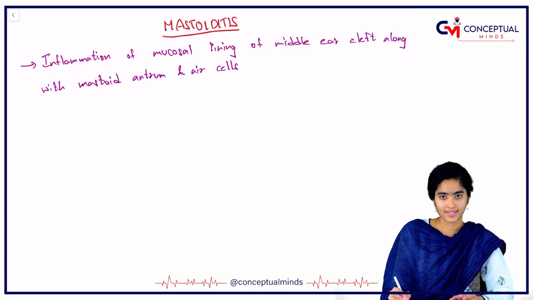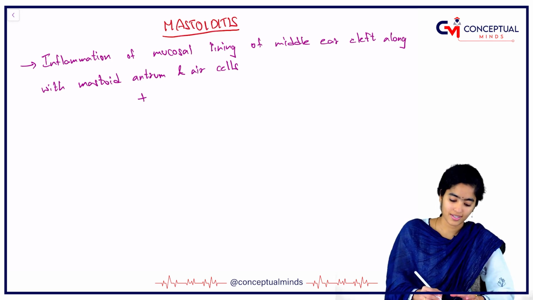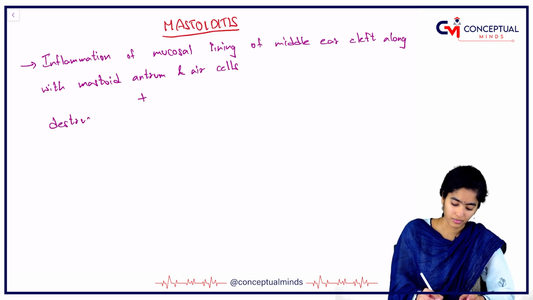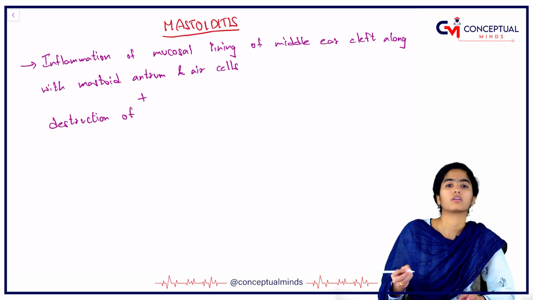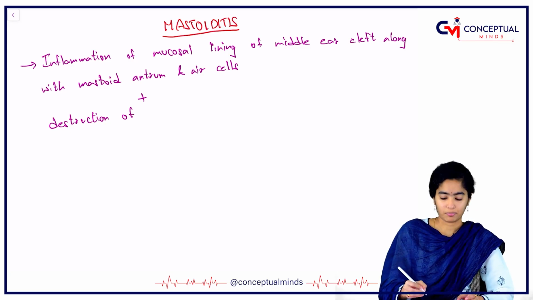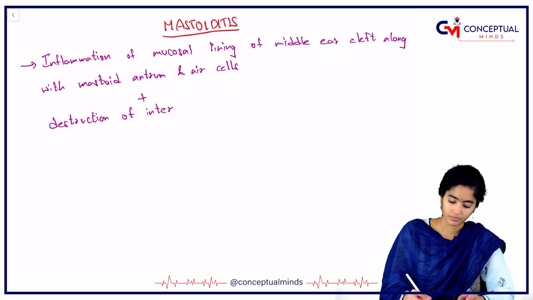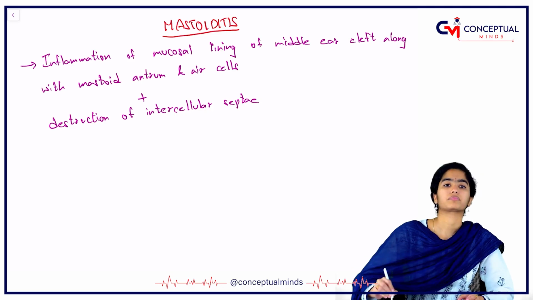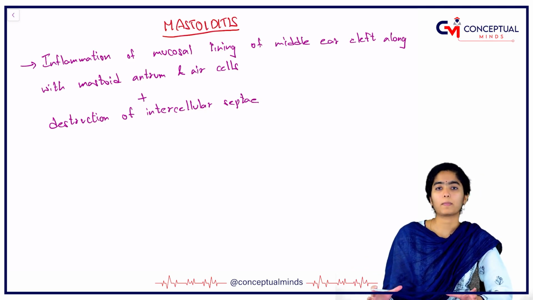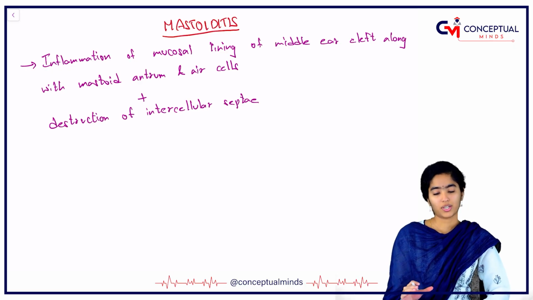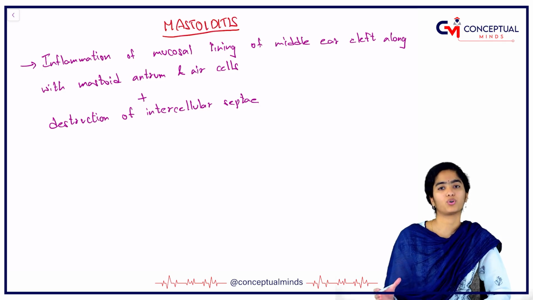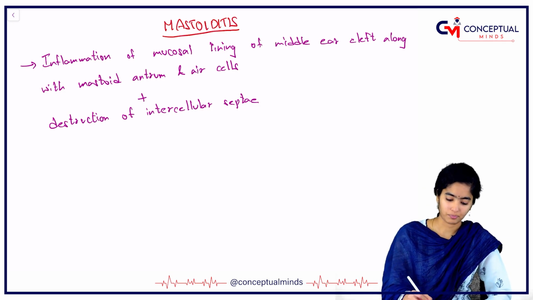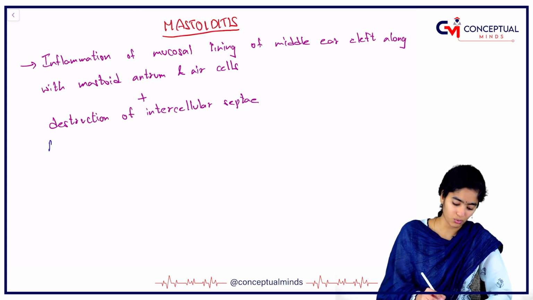Mastoid antrum and air cells are inflamed, plus there is destruction of the intercellular septae. This is acute mastoiditis. Now, the term mastoiditis is specifically used when the infection involves the bony walls of the mastoid air cell system. Involvement of the bony walls is very, very important.